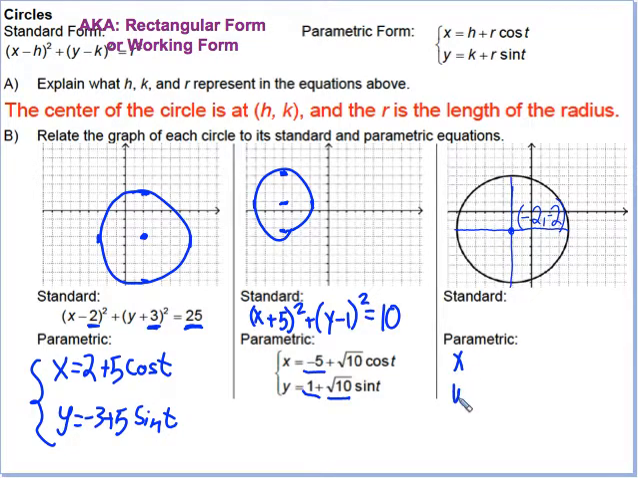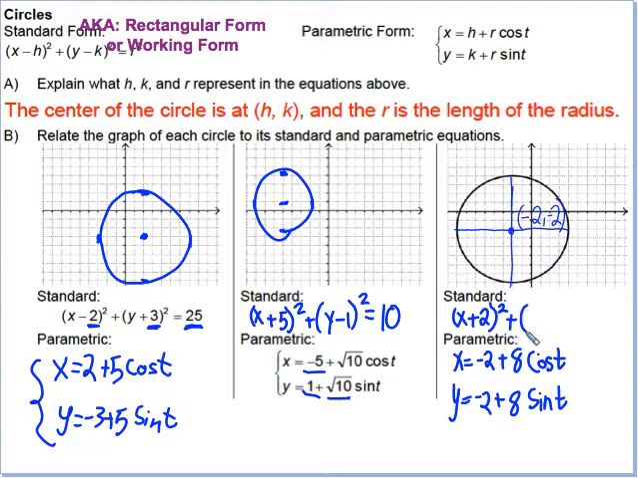So parametric form, it would be -2, -2, because that's our center, plus and plus, cosine t, sine t. You need to figure out what our radius is. If you count the tick marks, I want to say it's 8. Looks like 8. We'll just say 8. Okay, there we go. Standard form, x, change your sign, so x plus 2 squared, y plus 2 squared, and then 8 squared is 64.